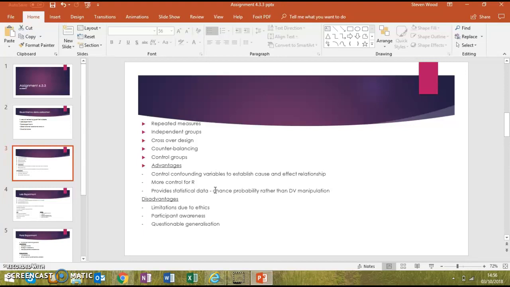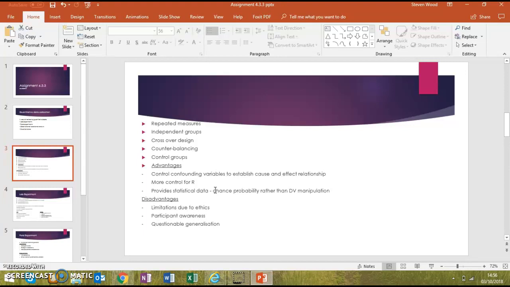The advantages of quantitative data is that you can control confounding variables and establish a cause and effect relationship, so you can know whether the IV affects the DV, and obviously you can get a cause and effect relationship to be used in future experiments. There's also more control for the researcher, as it's in a lab and you can control a lot more factors rather than if it was in a field or something.